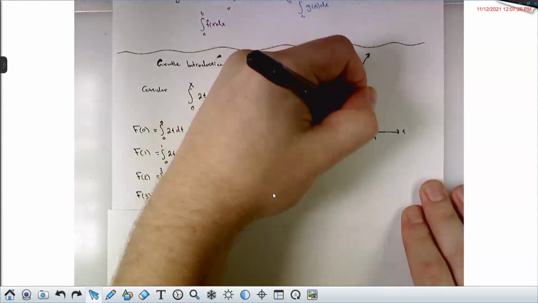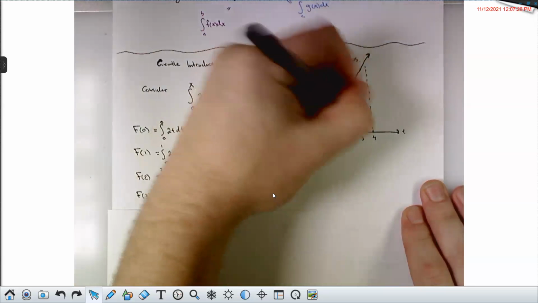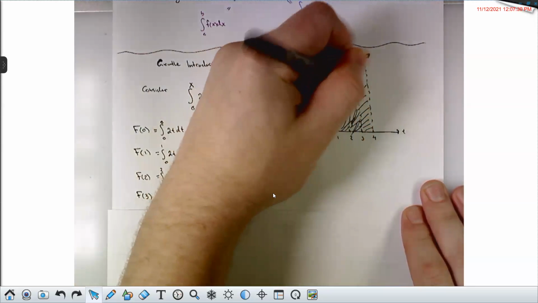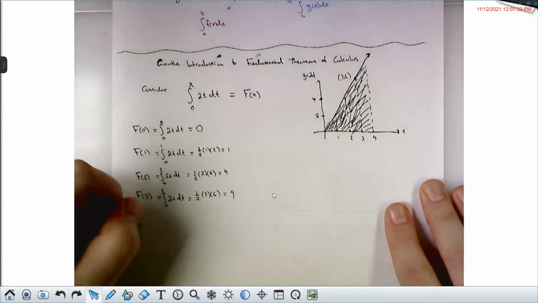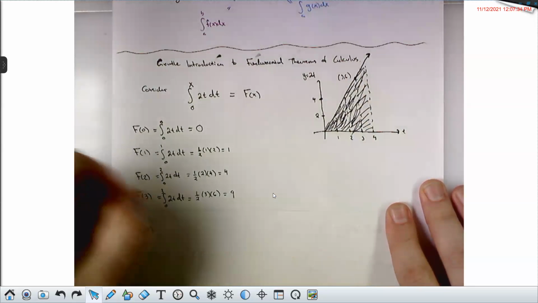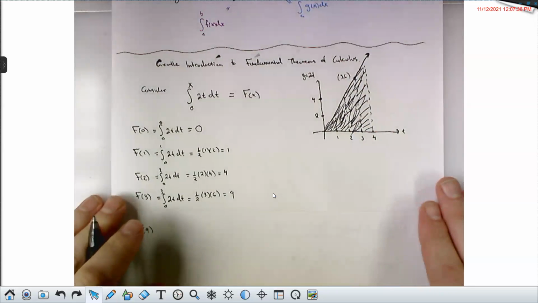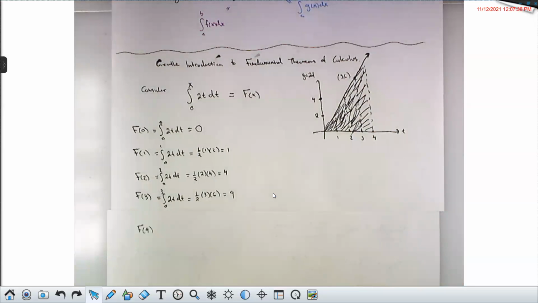If I were going to compute the integral all the way up to 4, capital F of 4. How did you get from the integral from 0 to 1 of 2t dt to 1/2 times 1 times 2, which is equal to 1? How did you get that?